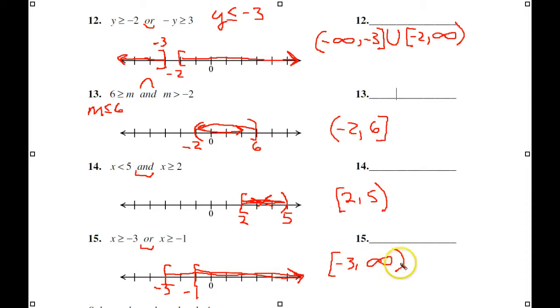Now, infinity always has a parenthesis. Now, notice here that if this were an "and," we wouldn't count this part. The only part we would count is where they intersected. But this is an "or," so that's correct.